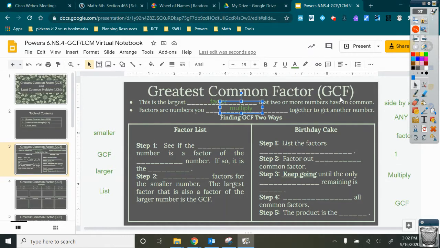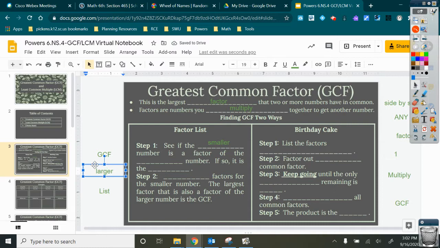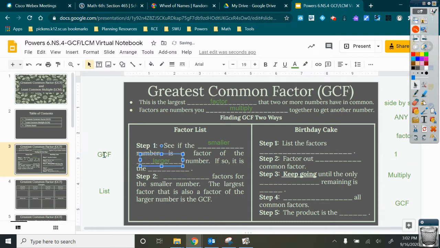For finding the greatest common factor, one way to do it is to make a factor list. And the first thing that you should do, no matter what you're going to do, is you should always check and see if the smaller number is a factor of the larger number, because if it is, that has to be your GCF. Your GCF can never be greater than your smallest number because this is the greatest number that divides into both numbers evenly, and we're only going to be dividing in evenly numbers that are the size of the smaller number or smaller than that.